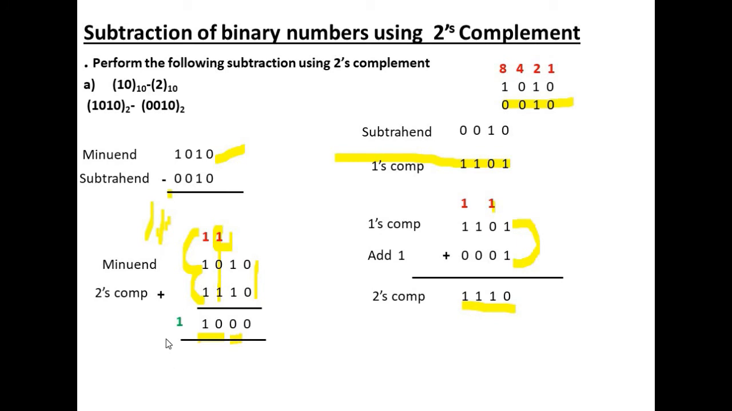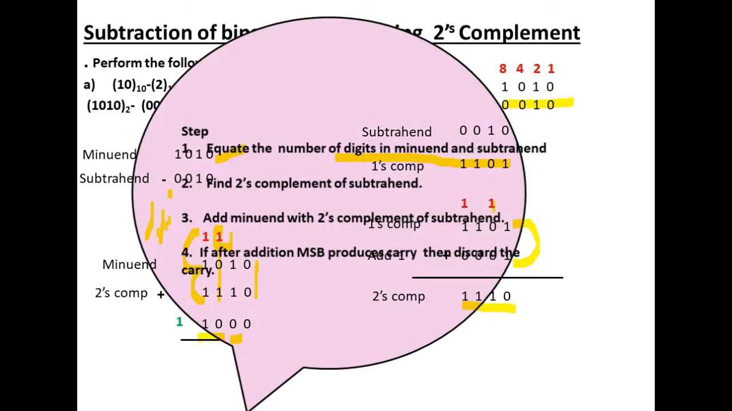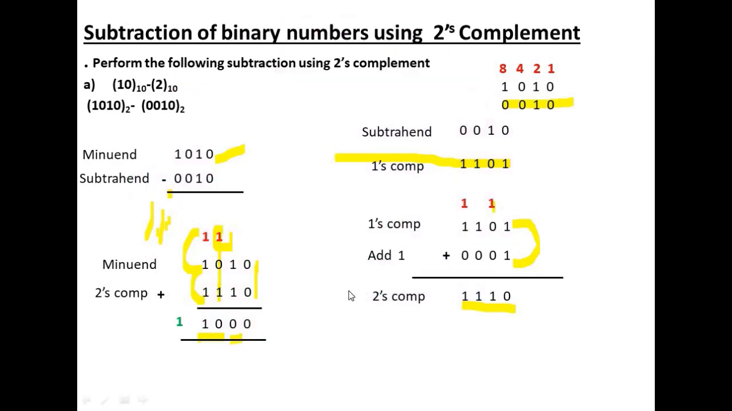But in this case, will this carry be added to the produced sum? If after addition the MSB produces a carry, then we have to discard this carry. So this carry is discarded and we have got the result as 1 0 0 0. 10 minus 2 is equal to 8, and this produced result is also equal to 8. 1 0 0 0 is the binary equivalent of 8. So this is the correct answer.